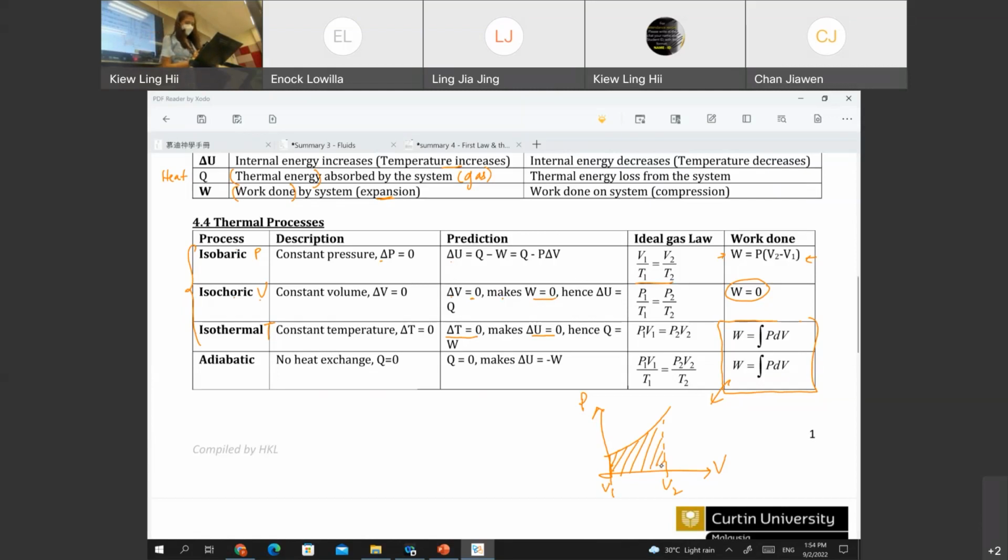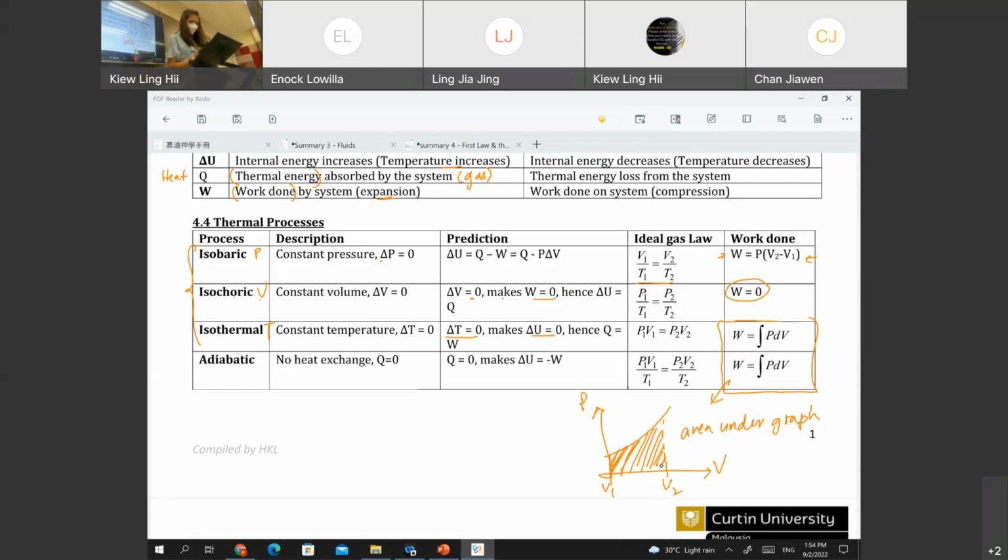Since we are plotting a P versus V graph, for processes such as isothermal and adiabatic, if you want to find the work done, you have to use the integration method, or another way, you could find the area under the graph. Both of them use the same method, the area under the graph. And we will look at this example later in the questions.